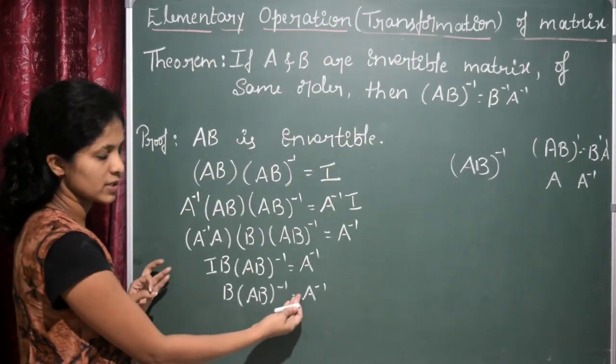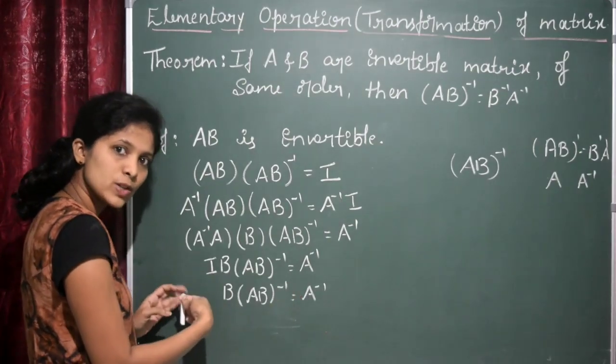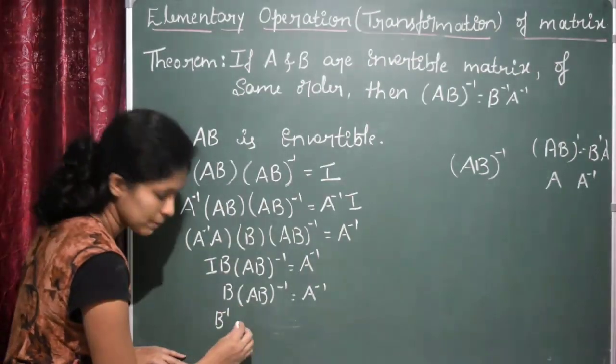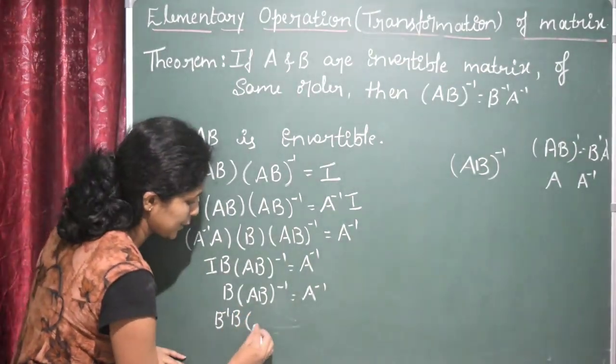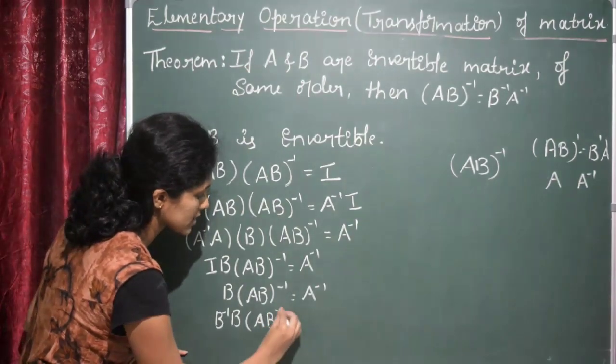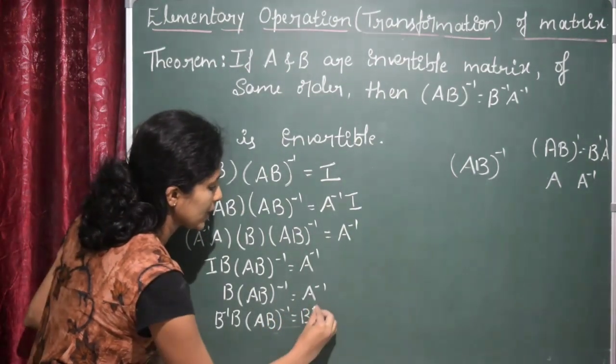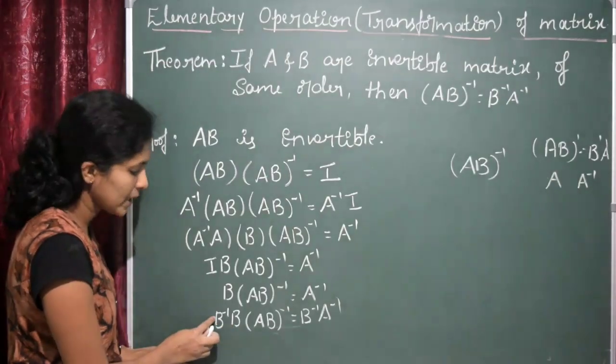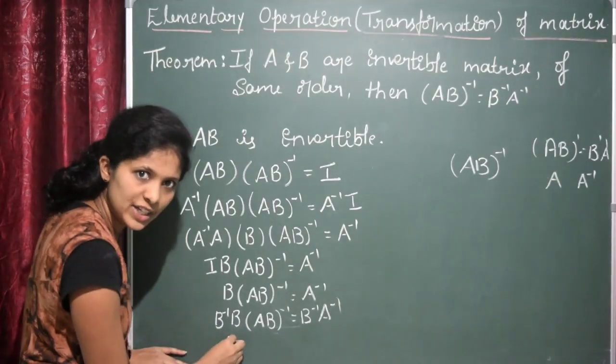We need B inverse here, right? We'll multiply B inverse to the left. If I multiply B inverse to the left, this will be now B inverse into B into AB whole inverse is equal to B inverse into A inverse. Since B is invertible, B inverse into B will be equal to identity matrix, right?